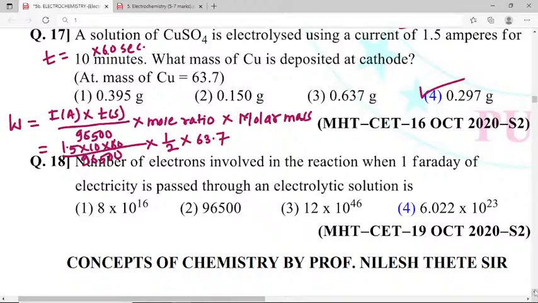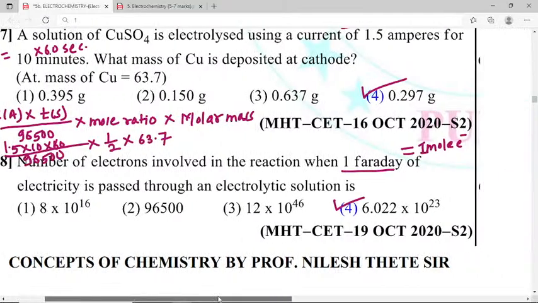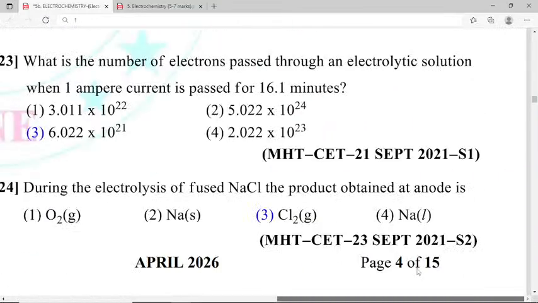Number of electrons involved in the reaction when 1 Faraday of electricity is passed through an electrolytic solution. So this is 1 Faraday. 1 Faraday is equal to the Avogadro number, 6.022 into 10 to the power 23. 1 Faraday is equal to 1 mole of electrons. And what is 1 mole of electrons? It is equal to the Avogadro number.